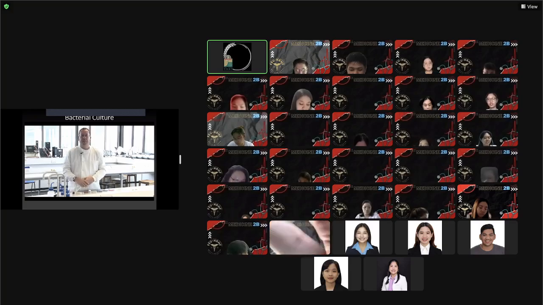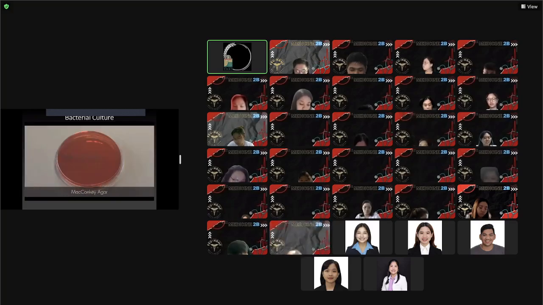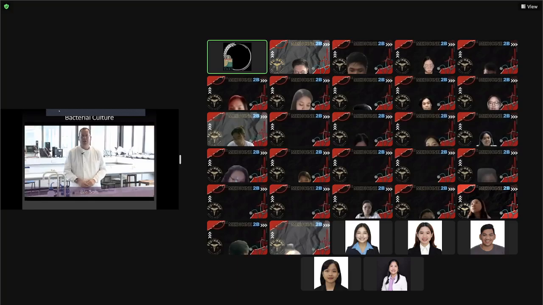Another selective medium is MacConkey, which is used in the isolation of gastrointestinal pathogens such as Salmonella, and those which are often found in the gastrointestinal tract such as E. coli. This contains bile salts, which inhibit the growth of many bacteria.